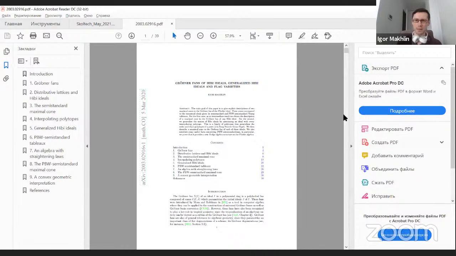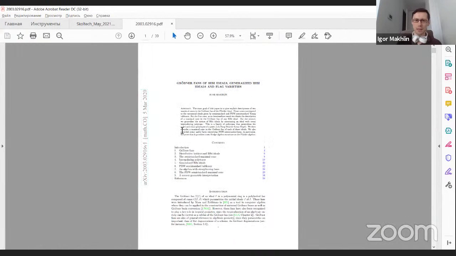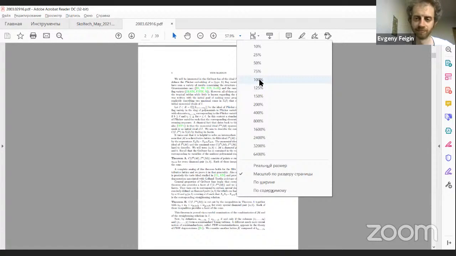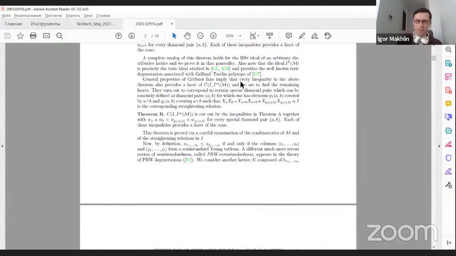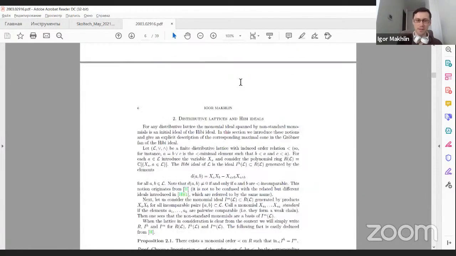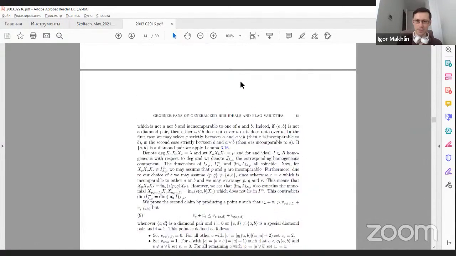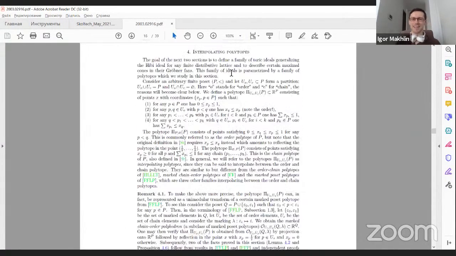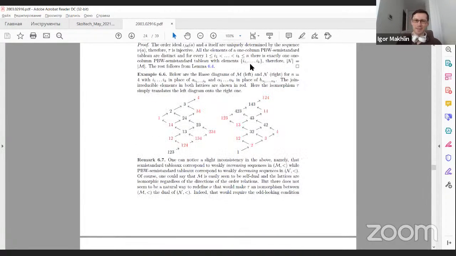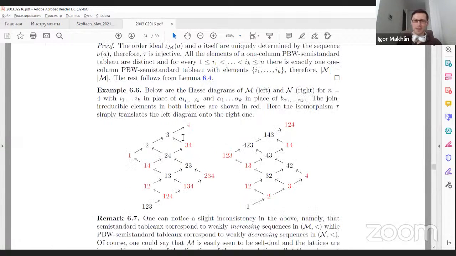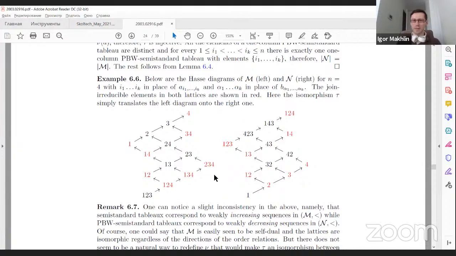Can you see this? Yeah. Can you see this PDF file? Yes, we can. Right. So this is the paper that I referenced. It's very long. So here's the Hasse diagram. Right now I'm interested in the left picture. So this is the distributive lattice I meant.